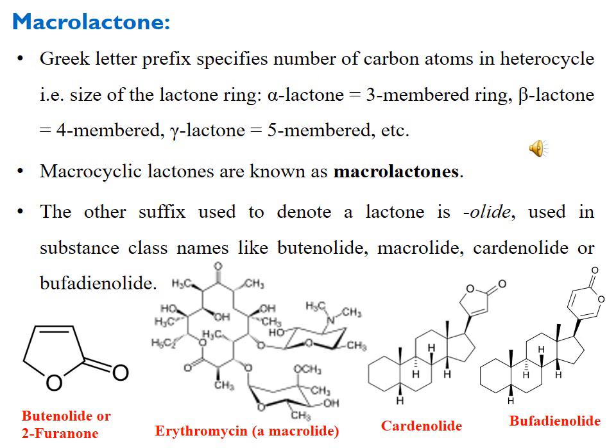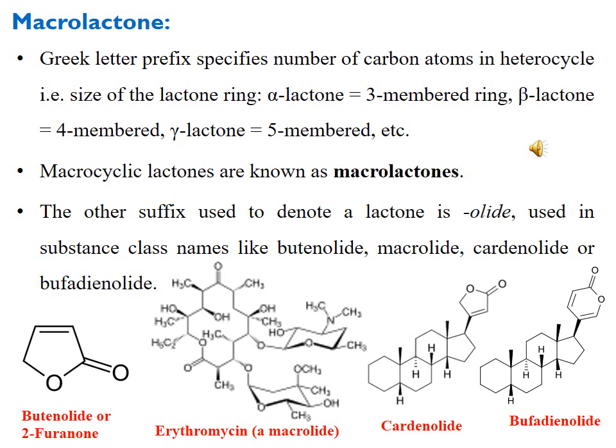The suffix used for the lactone is olide, and we use the term olide as a suffix at the end of the general name of that species. For example, here you can see 4 different types: butenolide, macrolide, cardenolide, and bufadienolide. Here you can see the structures of these moieties also.